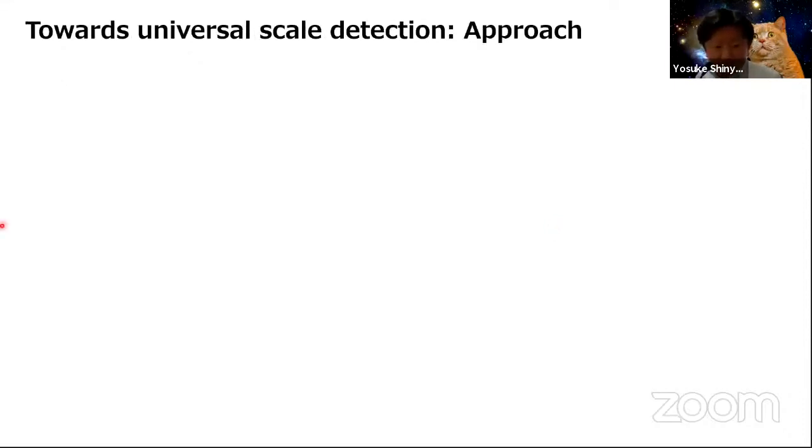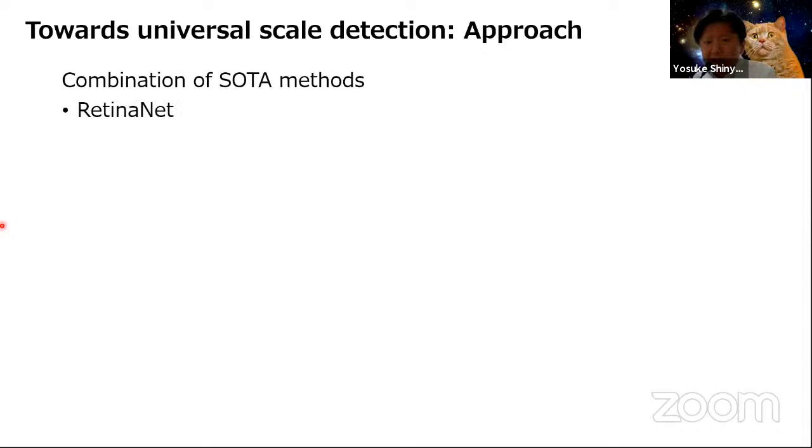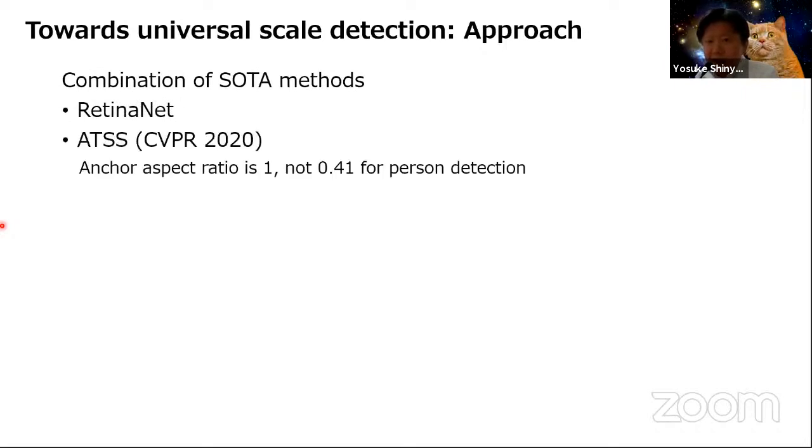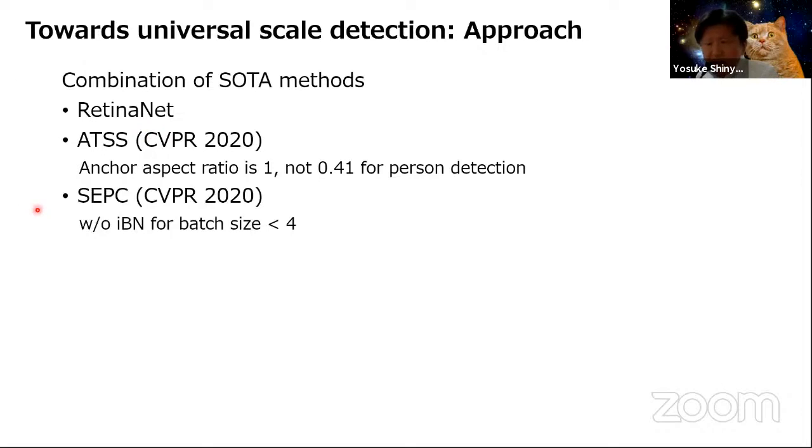The approach I have taken for universal scale object detection is combining state-of-the-art object detectors. RetinaNet is adopted as a base architecture, and ATSS is used as a base method. Anchor aspect ratio is set to 1, the default value of ATSS. There is room to change the aspect ratio to 0.41 because the proportion of person class is high, unlike COCO. In addition, I used SEPC. IBN is removed so that the model can be trained with a batch size of less than 4. I don't explain the details of ATSS and SEPC here. Please ask the authors of each paper in the main conference.